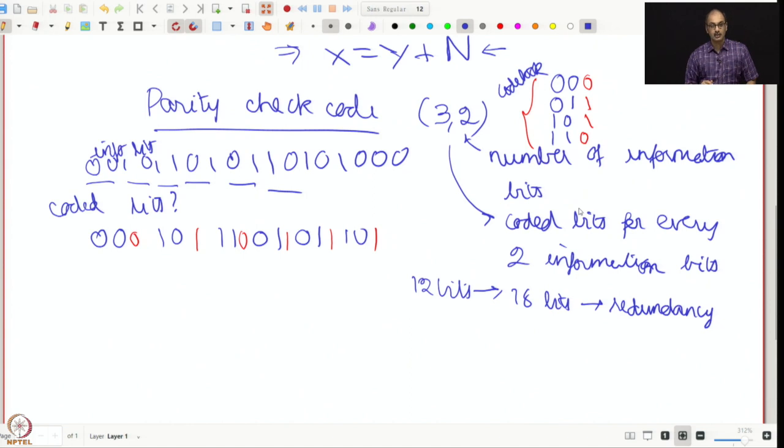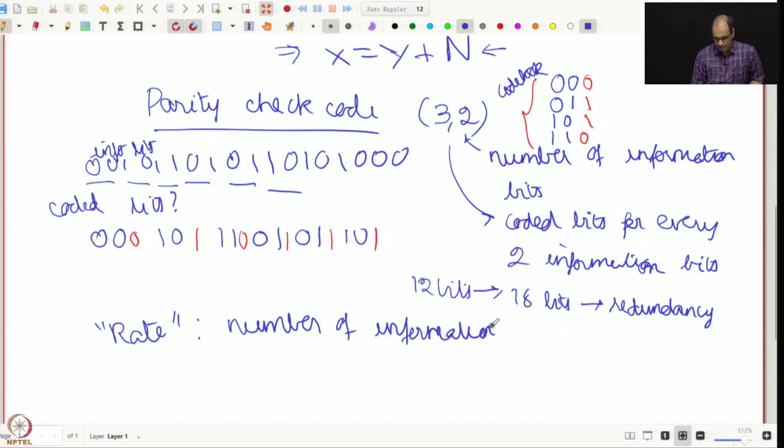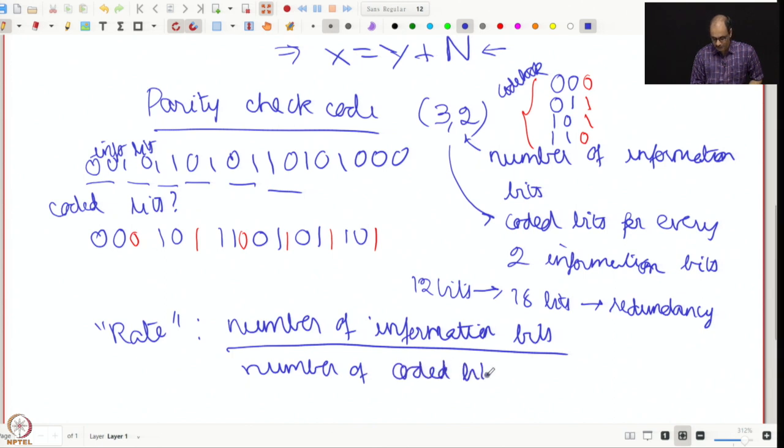In fact, the block codes and the binary codes I'm talking about have a concept of rate. That is the number of information bits divided by the number of coded bits. In this case, you can do 12 upon 18, or better yet, 2 upon 3, because for every 2 information bits, you have 3 coded bits. Earlier you were sending 1 bit per bit in an uncoded fashion, but now you are sending 2 information bits in every 3 transmitted bits.